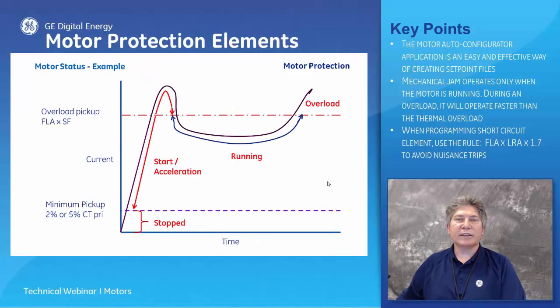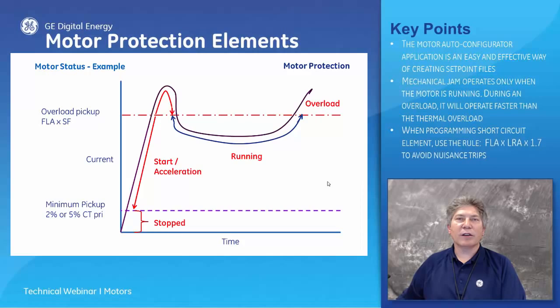So let's take an example of the motor starting, the motor status. The stop status is when the relay cannot sense any current. That means the current input is below what the relay can sense. In some relays that's 2% of CT primary, and in others that's 5% of CT primary.